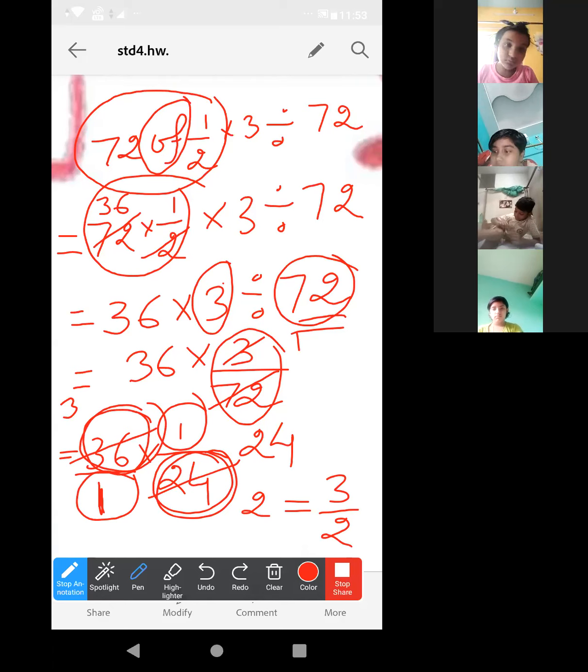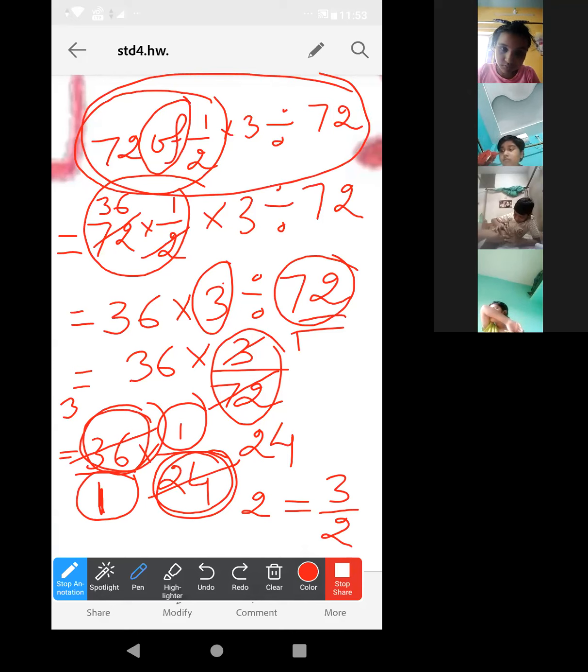Basically, this one is a little bit higher level. In class 5, this type of fraction simplification is there. I have given from that.